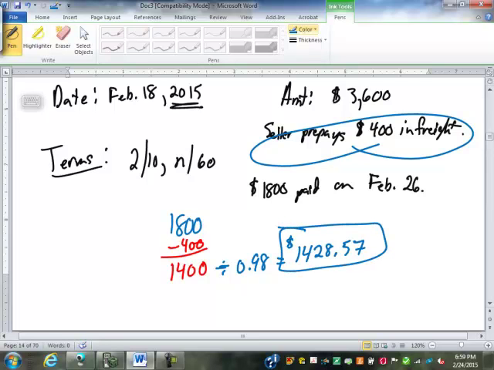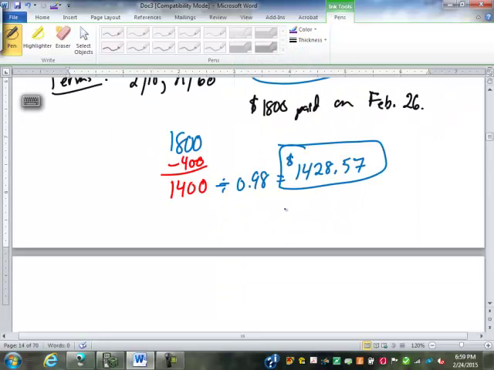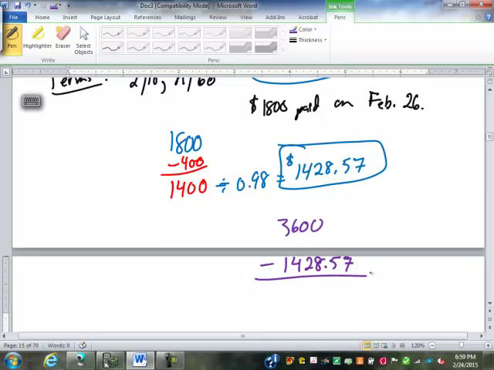That's the credit. Then what? 3,600 minus 1,428.57 is $2,171.43.